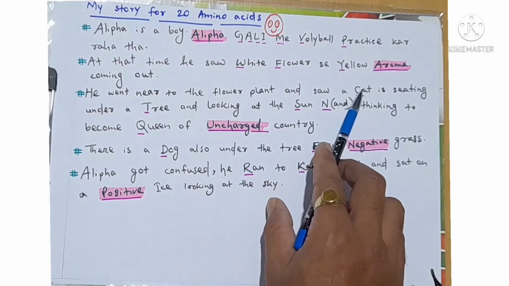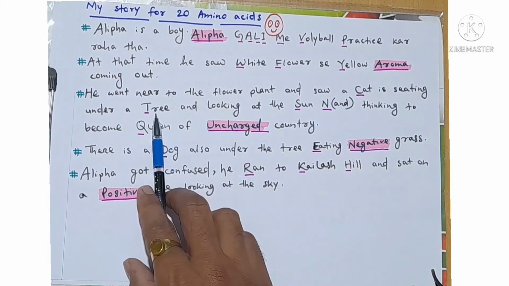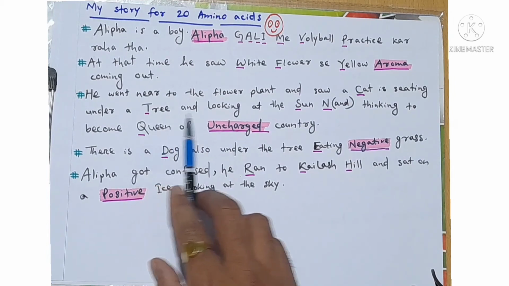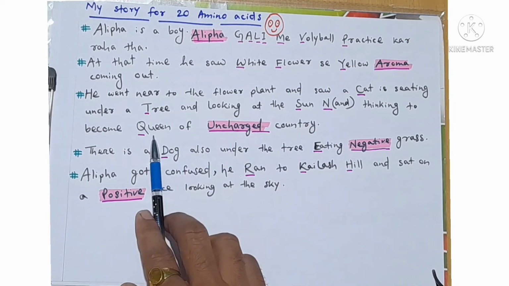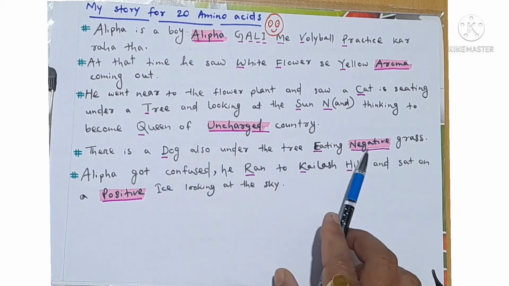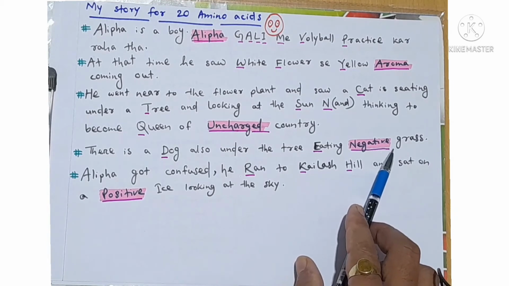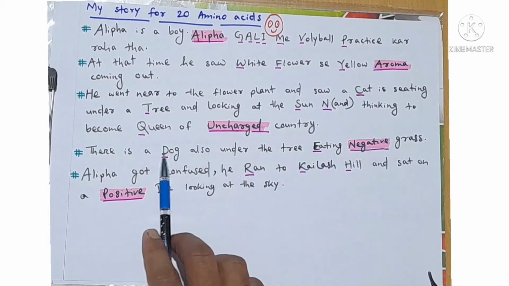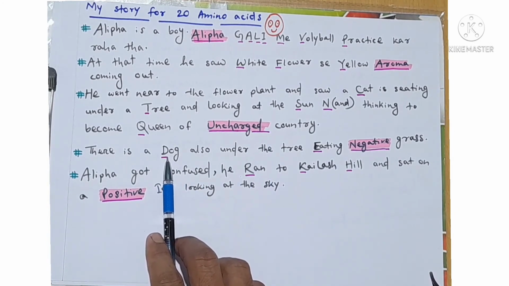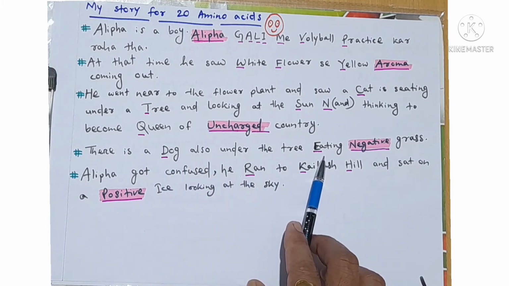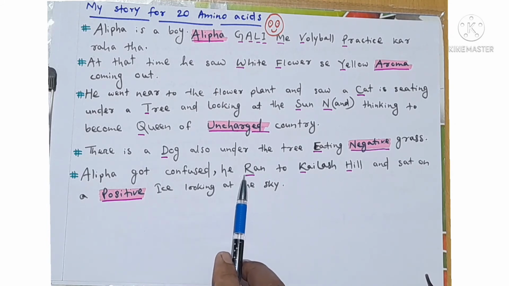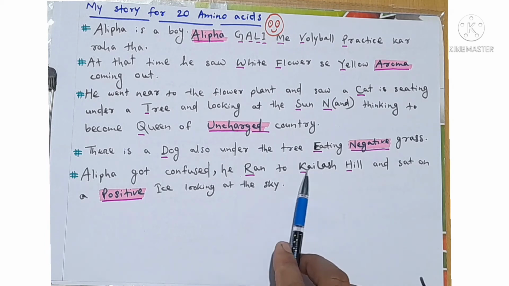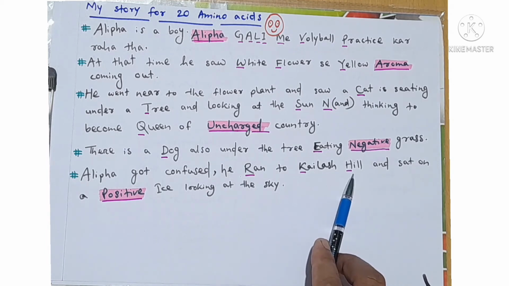Coming to uncharged amino acids, the examples are C for cysteine, T for threonine, S for serine, N for asparagine and Q for glutamine. Coming to negative, for negatively charged amino acids, examples are D for aspartate and E for glutamate. Positively charged amino acids: here examples are R for arginine, K for lysine and H for histidine.